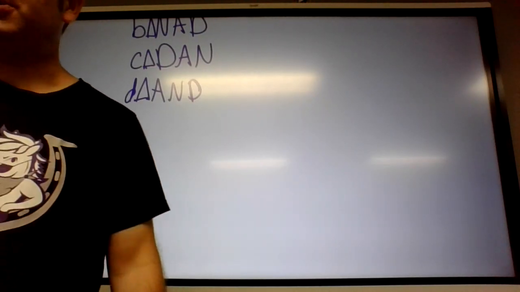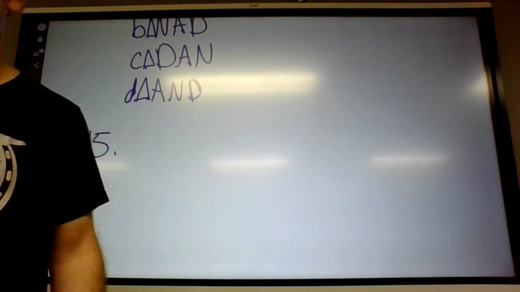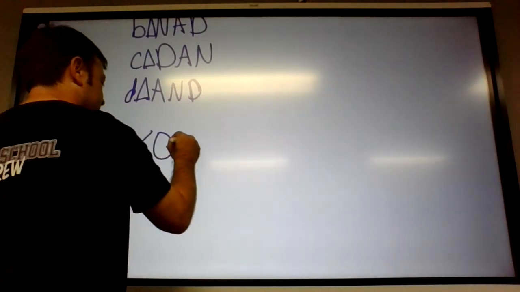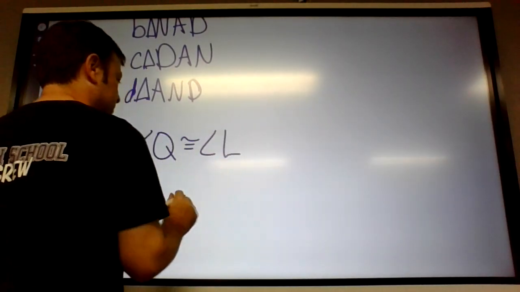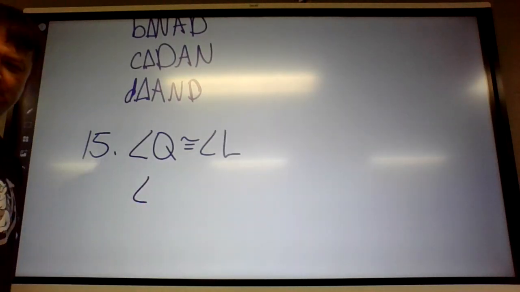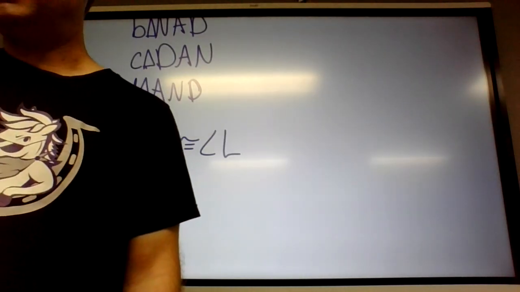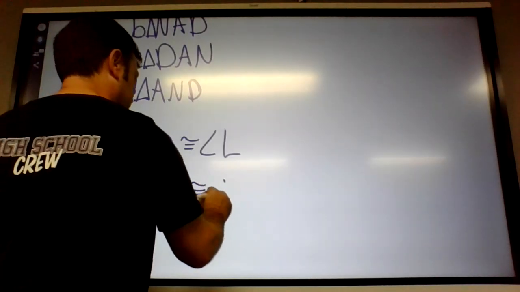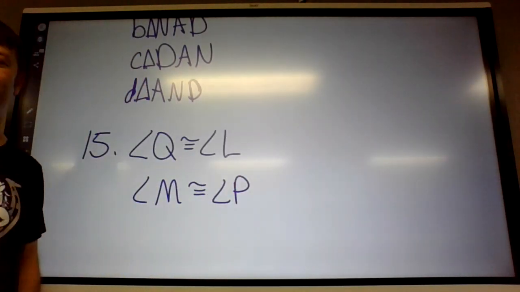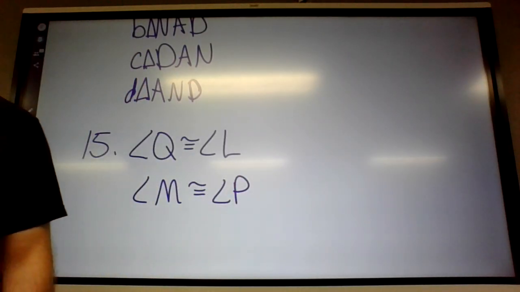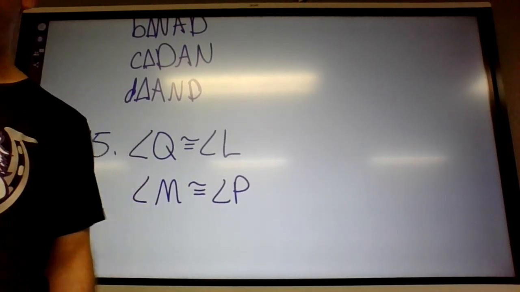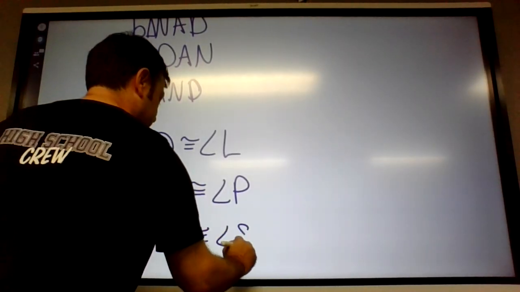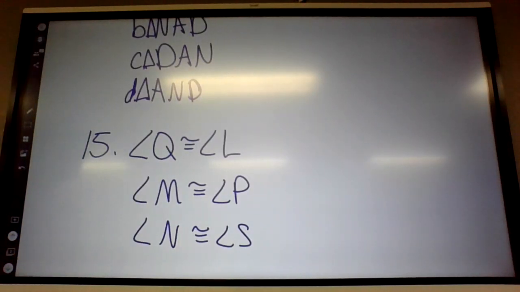So, what would the congruent angles for number 15 be? Angle Q on the first triangle is going to have to be congruent to what? Angle L. Angle L. All right, and then angle M, angle P. These 3 problems are a little bit busy work because there's a lot of them. And then angle N, angle S. All right, there's the 3 pairs of angles.